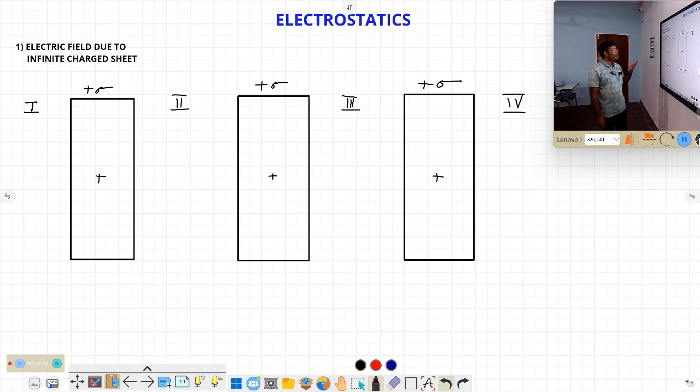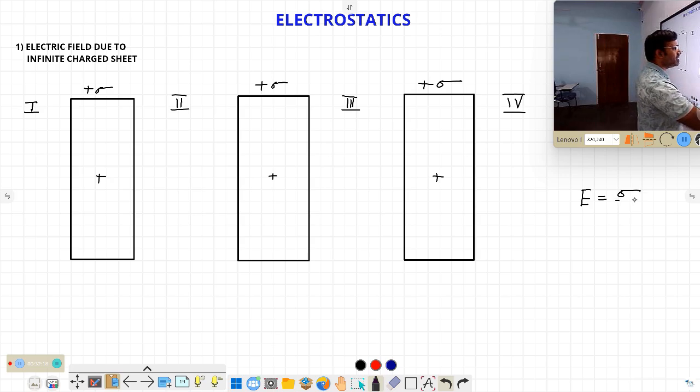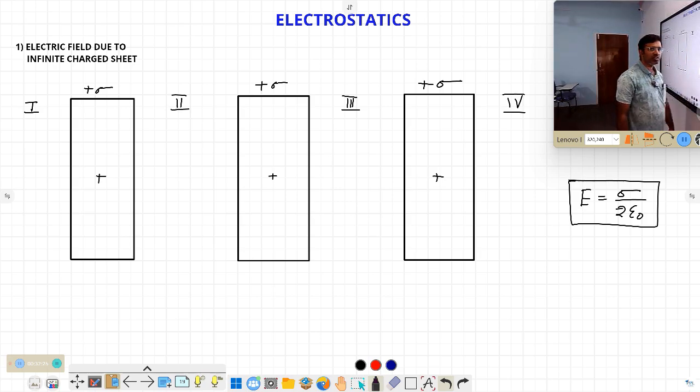Now we are finding the electric field intensity in the first region, second region, third region, and fourth region. The common formula for the electric field intensity due to an infinitely charged disk is sigma by 2 epsilon naught. In the case of an infinite charged sheet, it is also sigma by 2 epsilon naught, because it is an areal charge distribution.